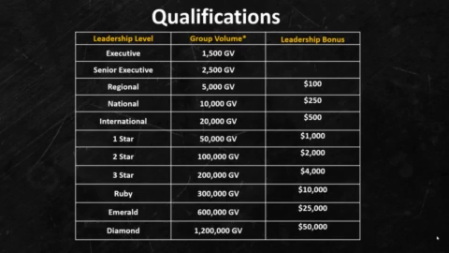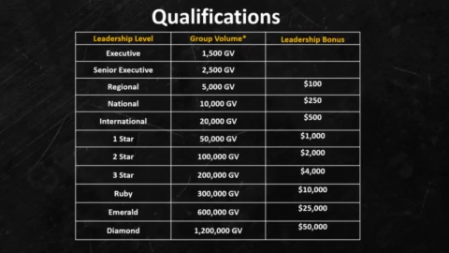All right. Senior executive is 2,500. Regional is 5,000. And this goes all the way down to diamond director. And as you reach each level from regional to diamond, we also have a leadership bonus that is paid out as well. So again, at the end of the calendar month, we're going to determine what your leadership level is for that month. And then on the 15th, you're going to be paid an additional commission based on what level you're at for that month.